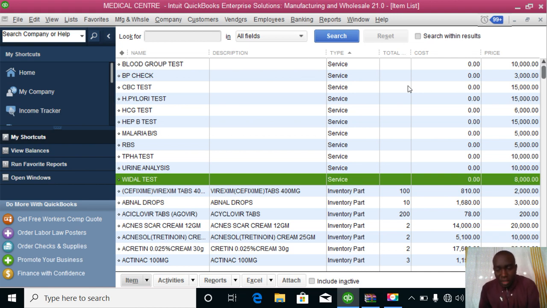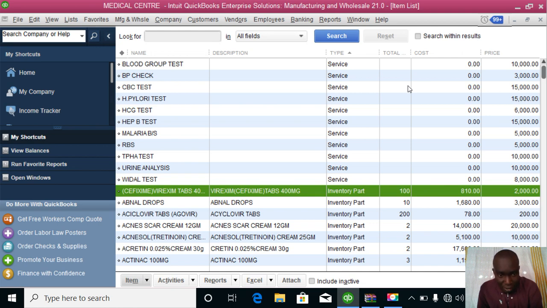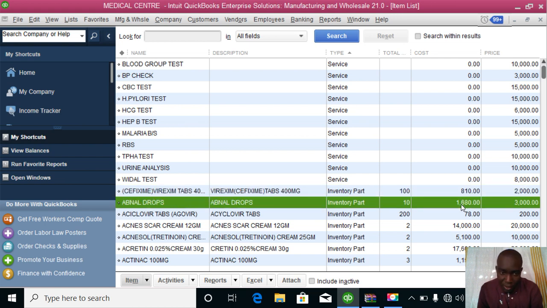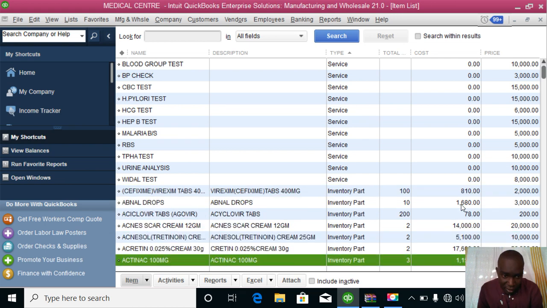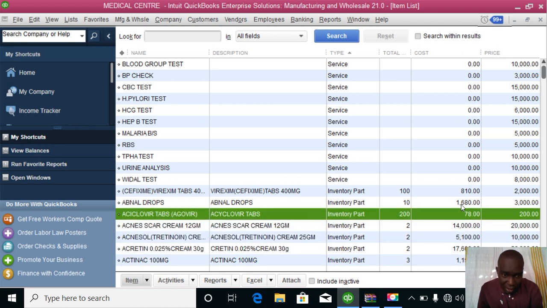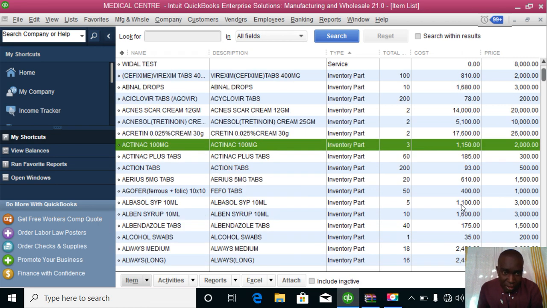So these are the services that we have so far, but we can always add in any other more services. Then after the services, we go to the drugs. That one first is Cefixime 400 milligrams, and it also shows the cost at which we got it and the selling price. The cost and selling price is only for the administrator's password. So we can see other items there. We have Actinac. Actinac is aceclofenac 100 milligrams.